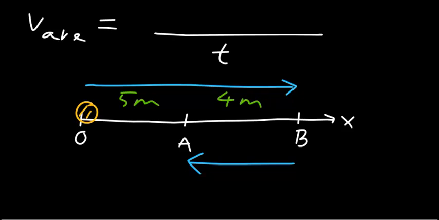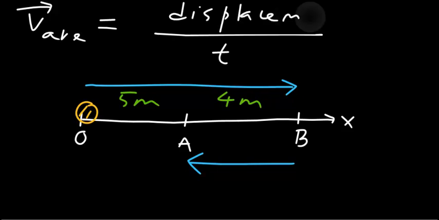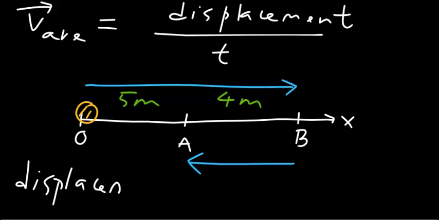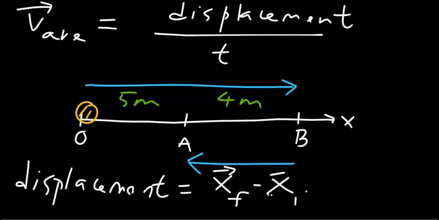Now let's calculate the average velocity. As we have seen, average velocity is given by the displacement of the object divided by the time it takes to cover that displacement. Displacement is a vector. So by definition, the displacement vector equals the final position vector minus the initial position vector.